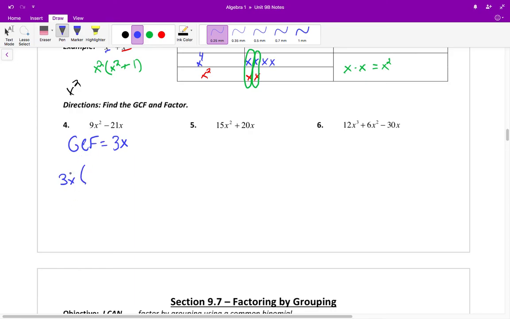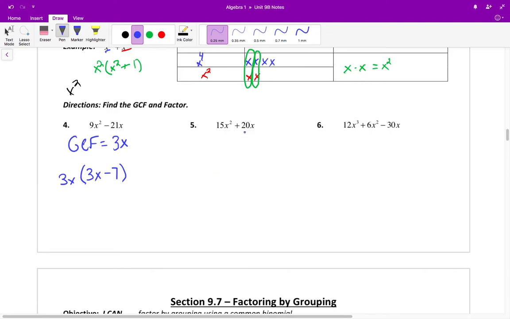You take 9 divided by 3, which is 3. x squared, take away 1x is just x. And then 21 divided by 3 is a 7. x, take away 1x, and you don't have any x's left. Keep it as subtraction and close your parentheses.